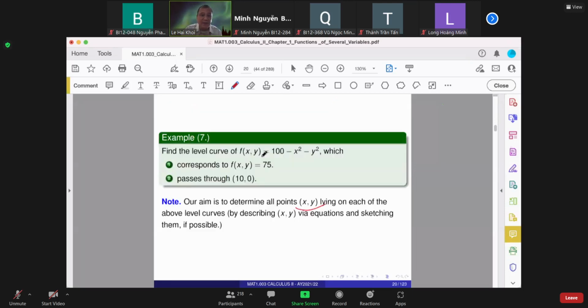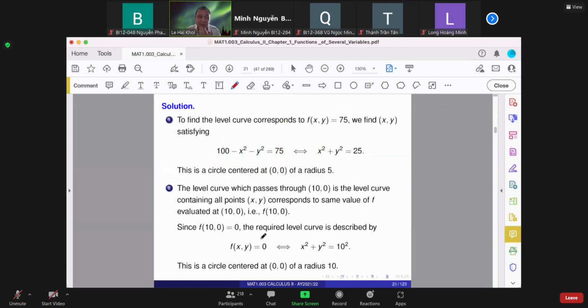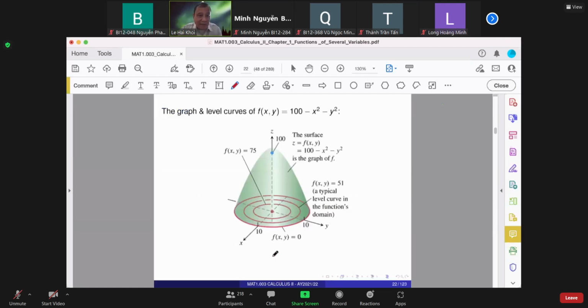And if you ask it to pass through this point, which means substituting x equal to 10, y equal to 0, you get the level curve must be 10 squared, 100, right? So the level curve now is a circle centered at 0 with radius 10. Okay, so the graph and level curve of that.